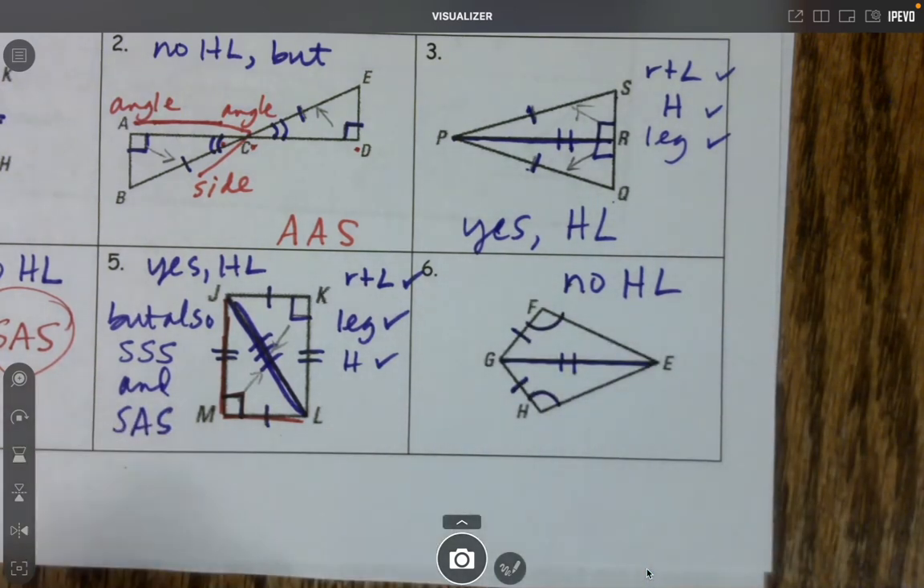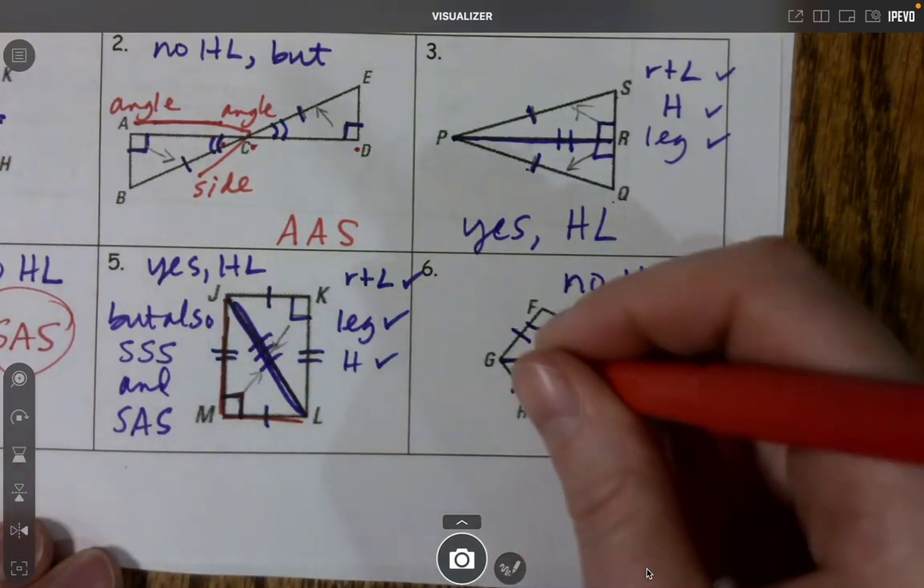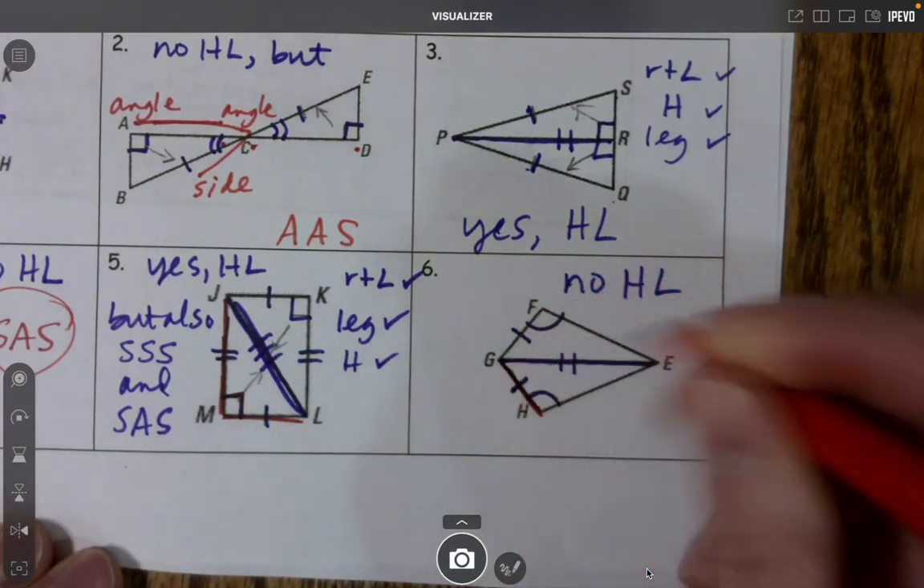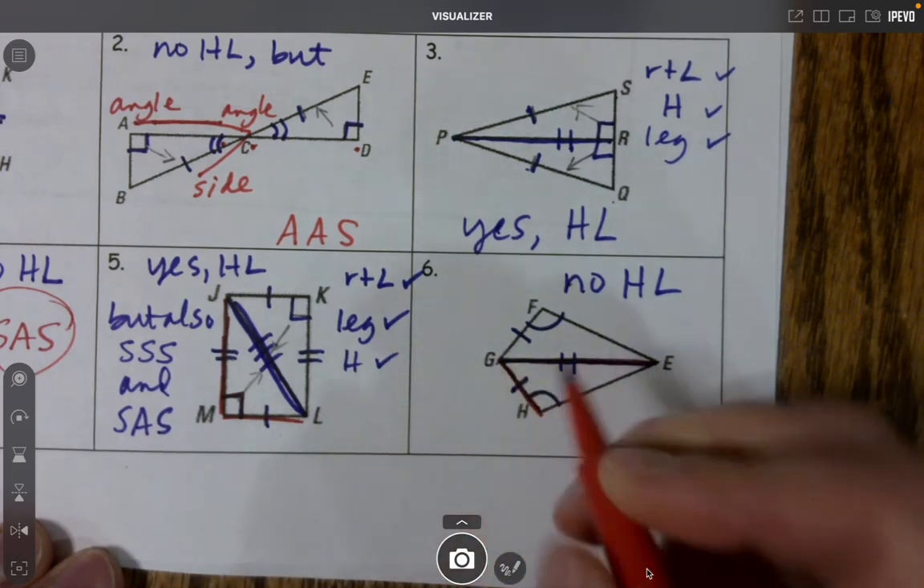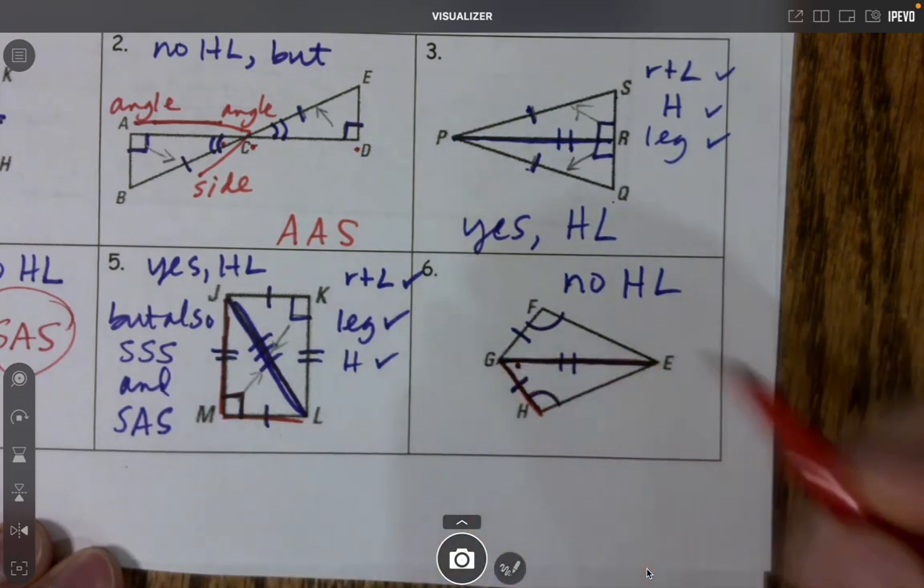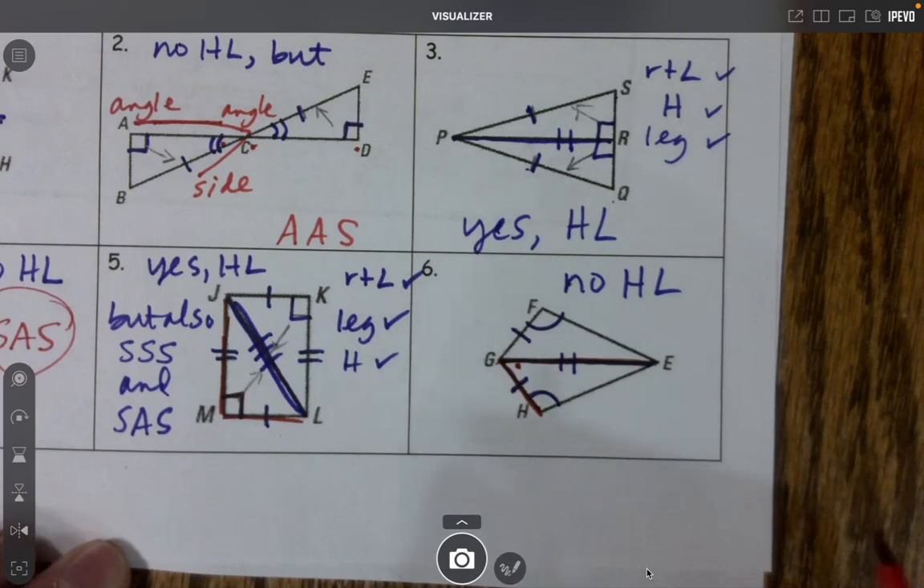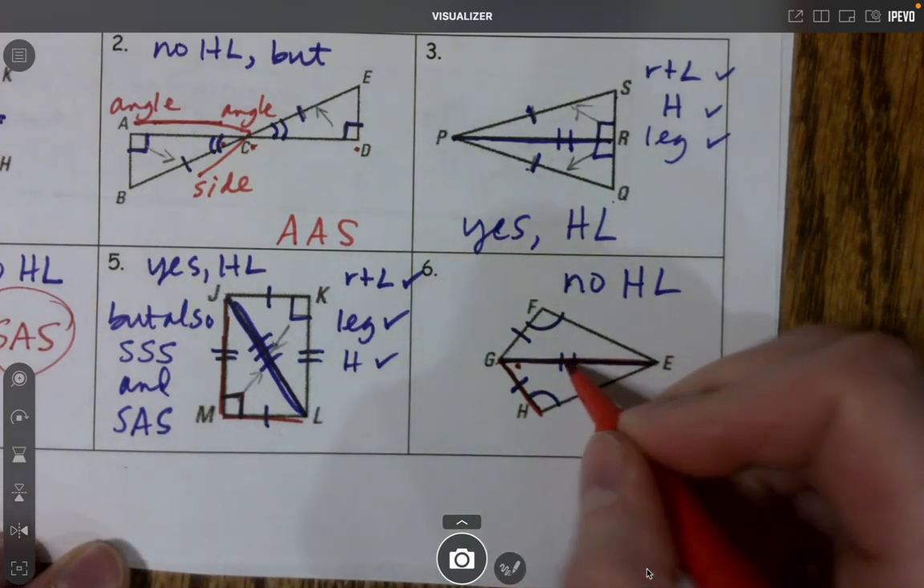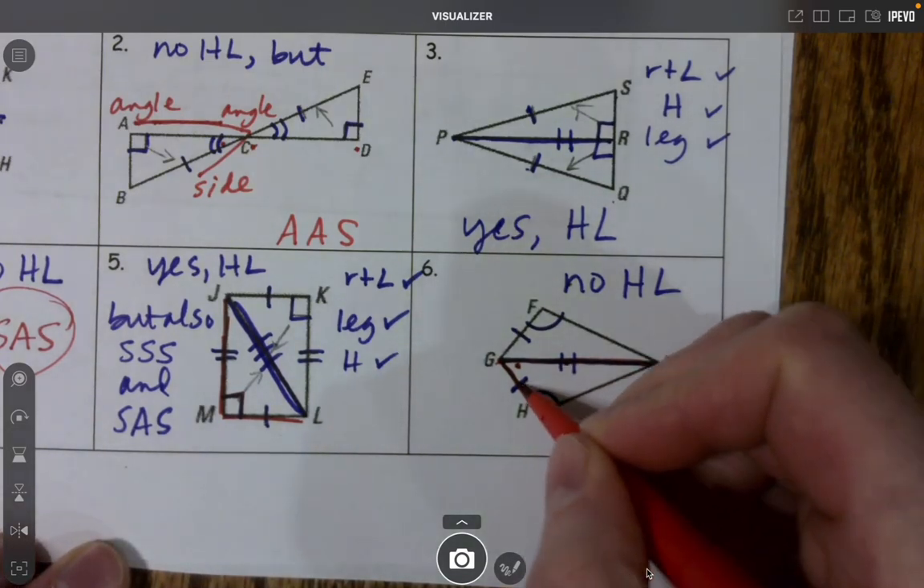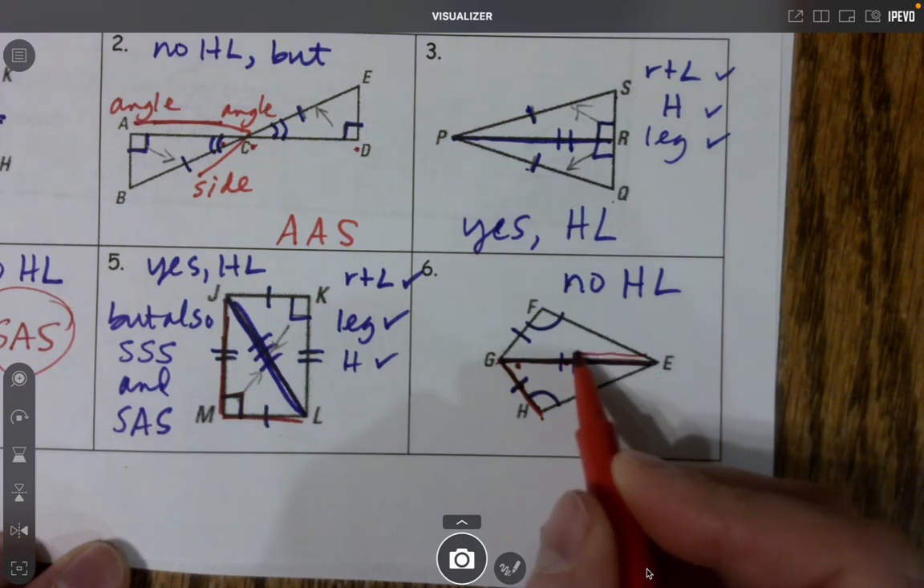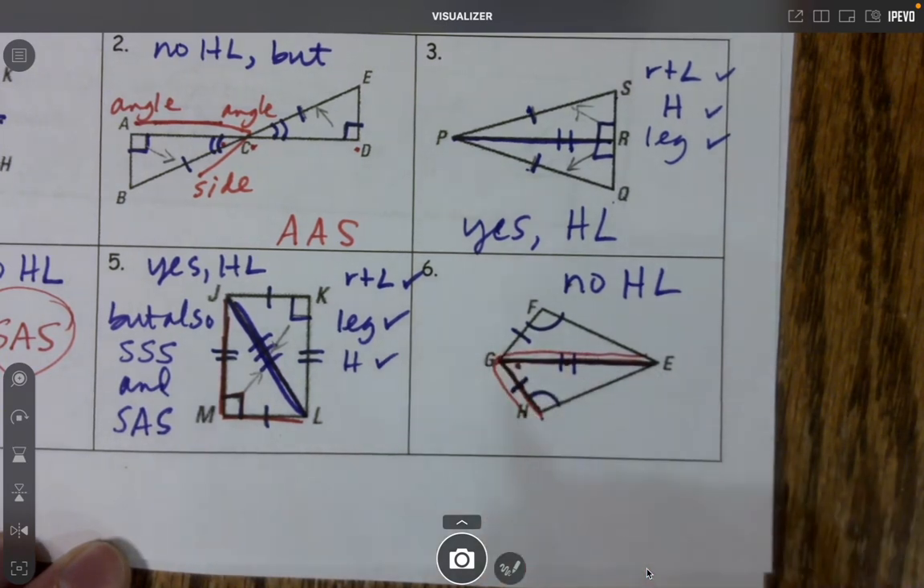So what I'm noticing on this though, is it's not side, angle, side. Here's one side over here, and here's a side over here. The angle in between them would be right there. And I have this angle over here that's congruent. So what I really have is a side and another side and then an angle, right? If I'm going around this, it's side, side, angle. And side, side, angle is not one of our triangle congruency postulates.